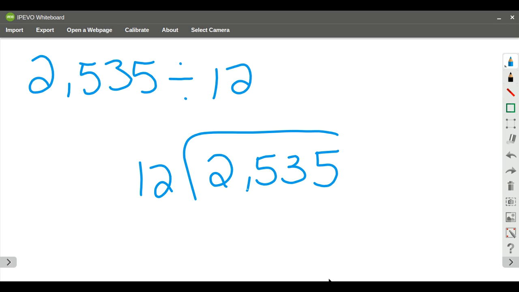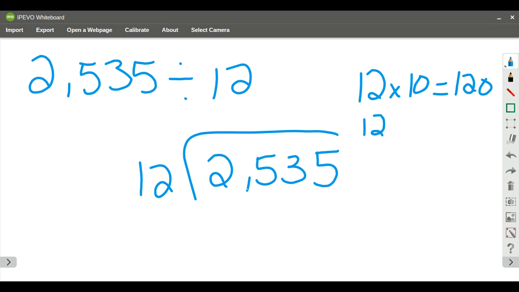So I'm going to show you this 2 ways. I'm going to do estimation, and then I'm going to show you how I use it with number sense. You're going to pick the method that works better for you. So I'm going to start by doing 12 times 10. That's going to be 120.